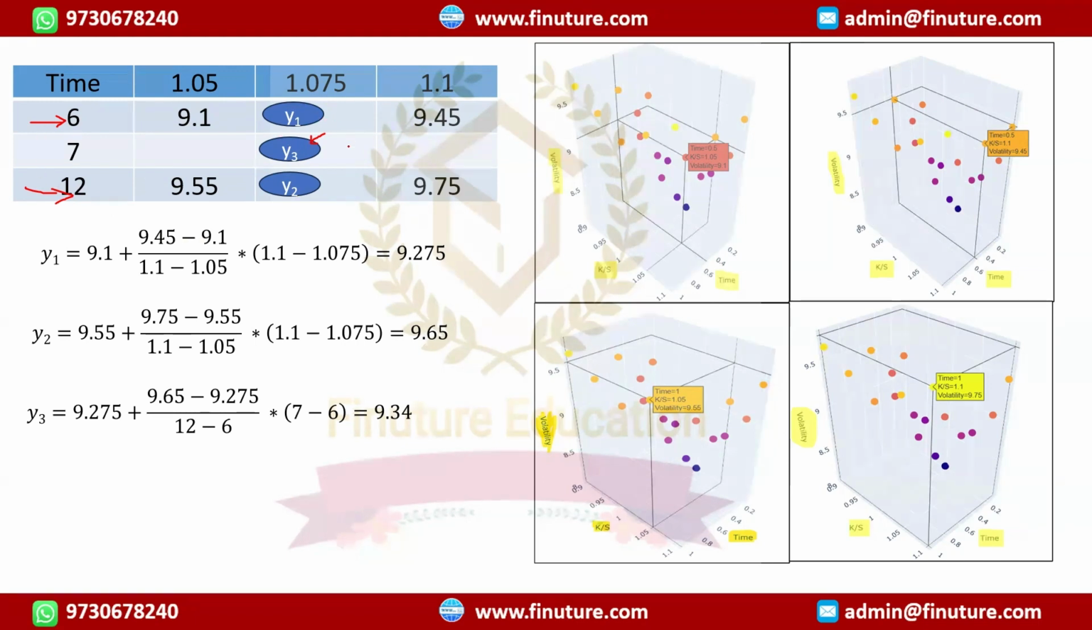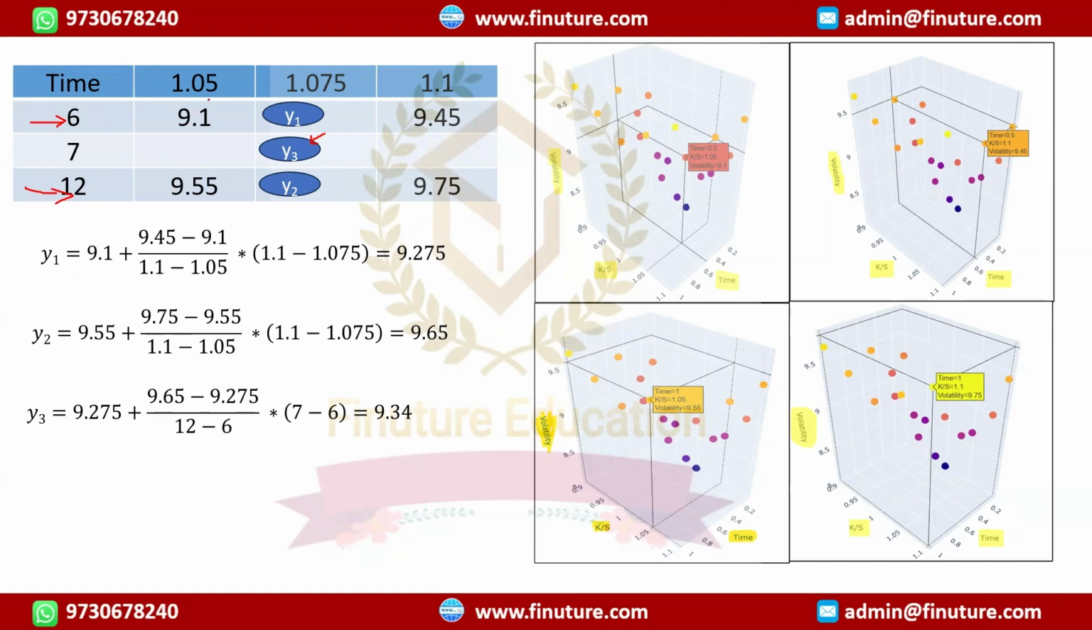I mean, if I move from Y1 to Y3 and your time is moving from 6 to 12, what should be your Y3? That's the process. Calculate Y1, calculate Y2, and calculate Y3. Let's see how we calculate Y1. So Y1 would be, the starting point is 9.1. So that's the basic seed, I would say.